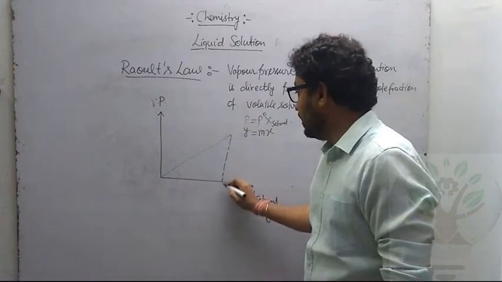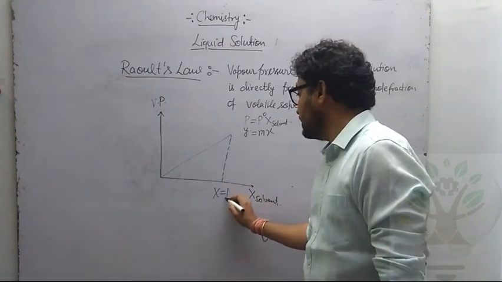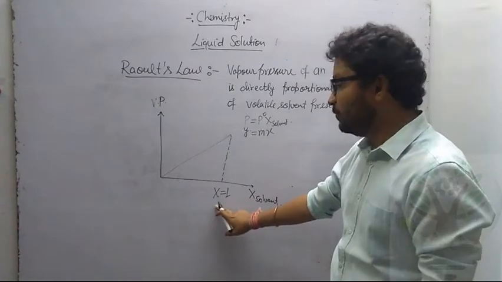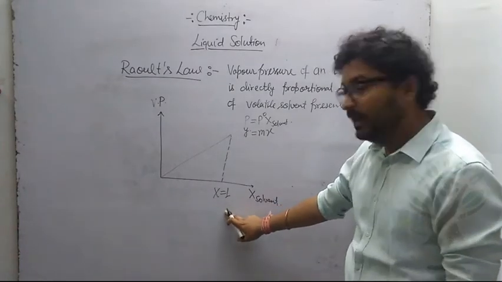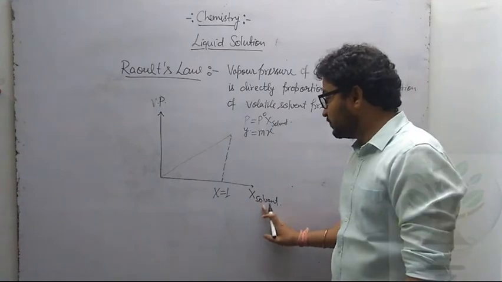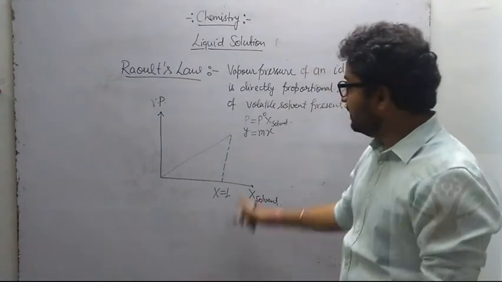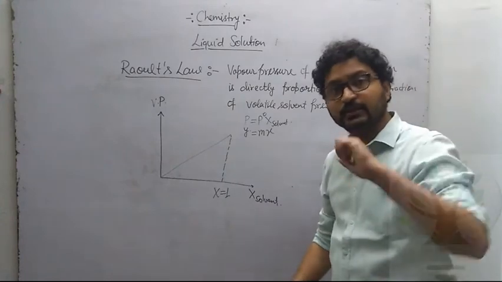But it will go up to x equals 1. Don't stretch it up to infinity. It will go up to x equals 1. Why? Maximum value of mole fraction of solvent is 1. It will not go all the way to the end, because the maximum value of mole fraction could be just 1.